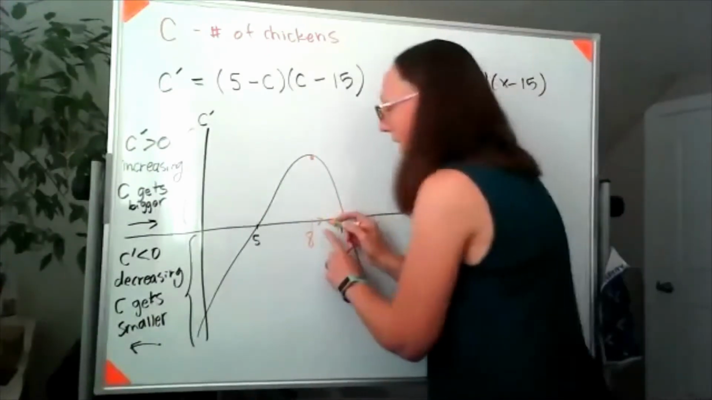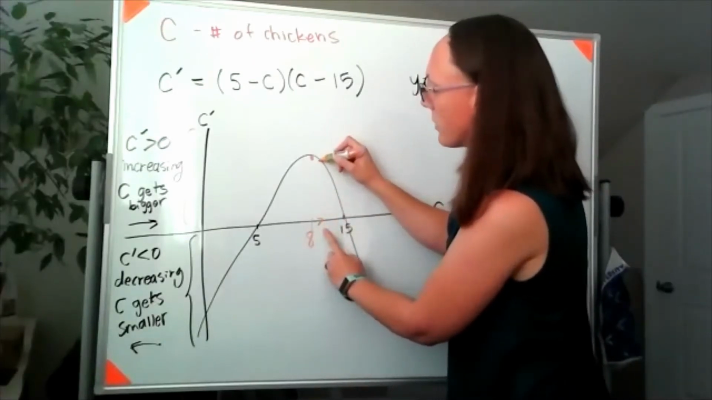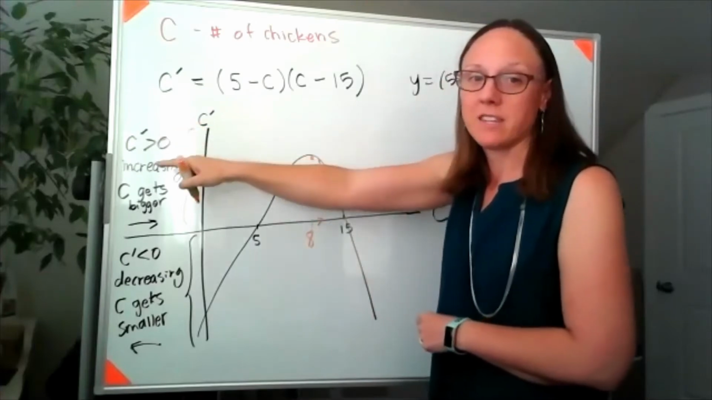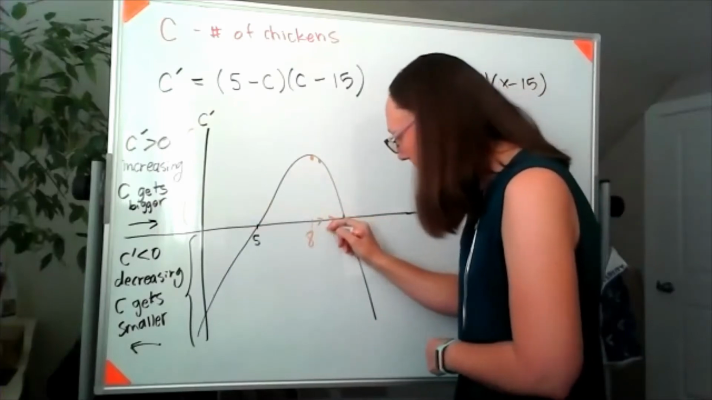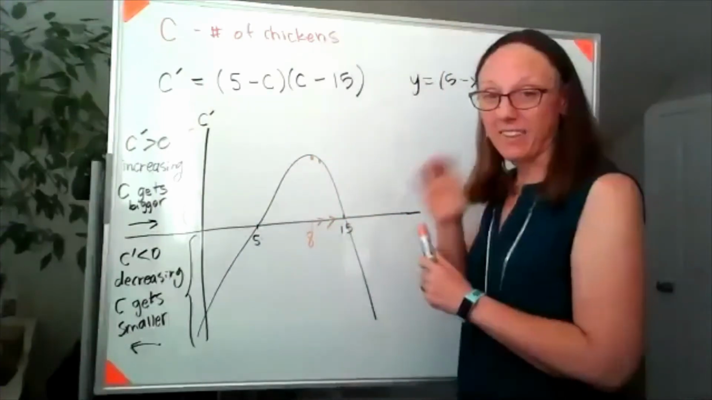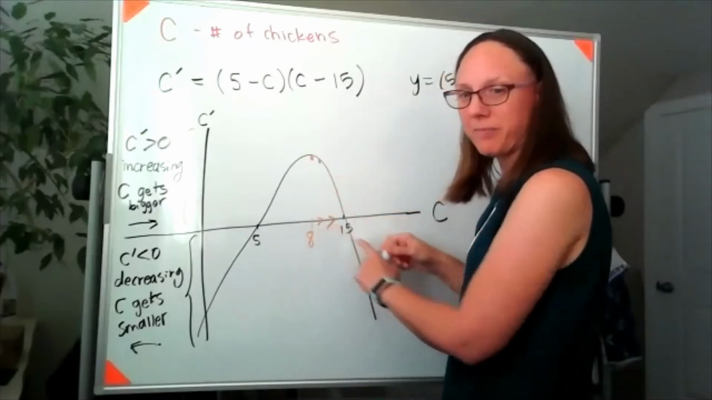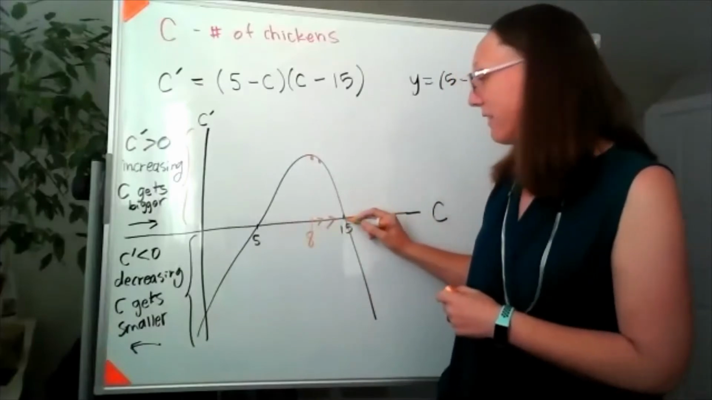Then I say, okay, I'm right here. I've got more than 8 chickens. I look to the graph to tell me what to do. Now I'm right here. Hey, look, I'm still above the axis. C prime is greater than 0, so I'm increasing, so C gets bigger, so I move to the right. I think you can see where this is going to play out. I'm going to keep moving to the right. Now, at some point in time, if I keep moving to the right, I'm going to get exactly to 15.